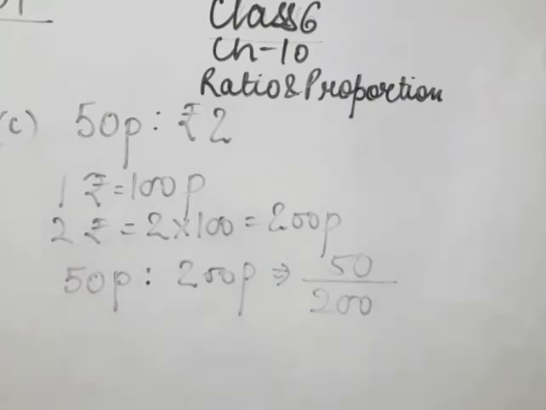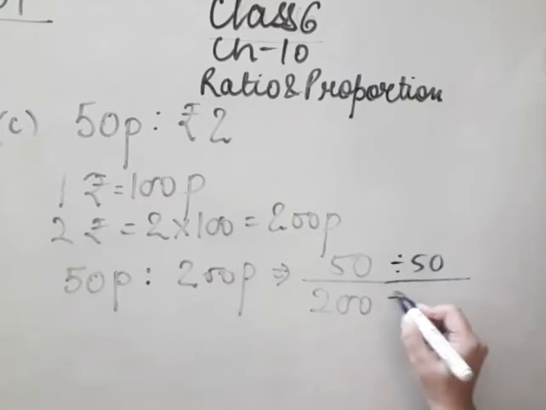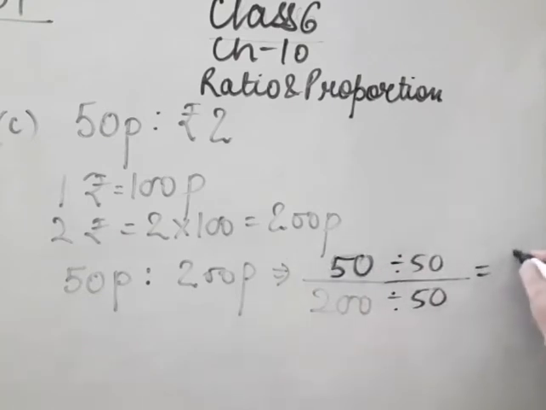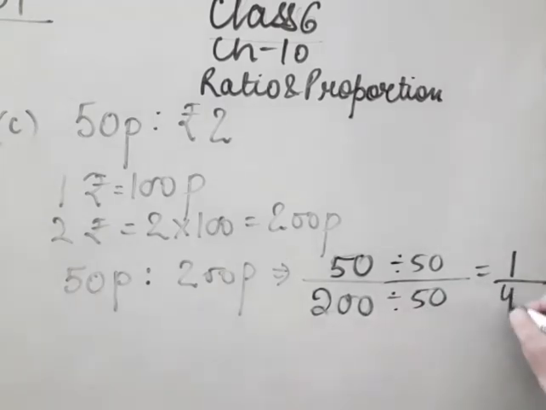Now if you look at the numbers, the numerator and denominator are both divisible by 50. So you will divide the numerator and denominator by 50. When you divide 50 by 50, you get 1, and when you divide 200 by 50, you get 4. So the answer will again be 1 ratio 4.